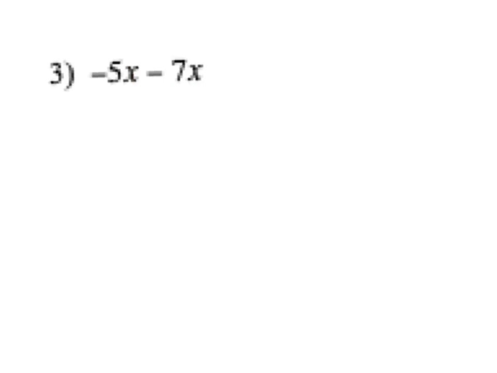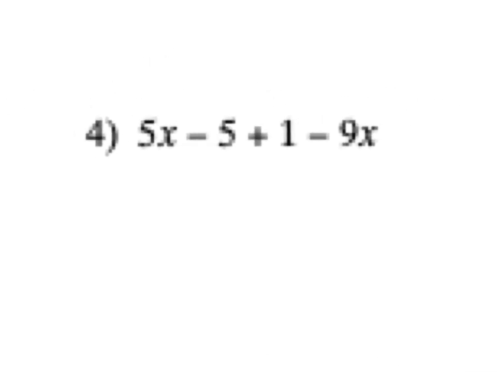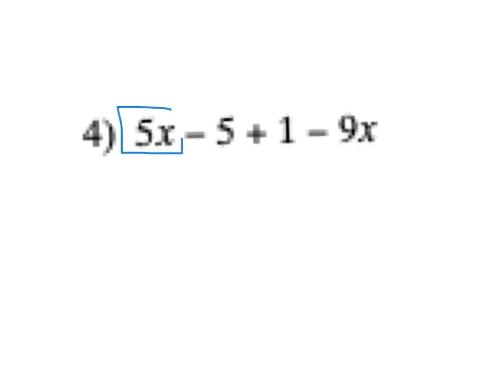Let's try a couple more before we distribute. So for this problem, I've got 5x minus 5 plus 1 minus 9x. And again, I want to simplify this expression. So I want to add together my like terms or terms with the same variable. So I'm always going to start with terms that have a letter. And I've got a 5x and a negative 9x. So to combine these together, I'm going to add 5x plus negative 9x.